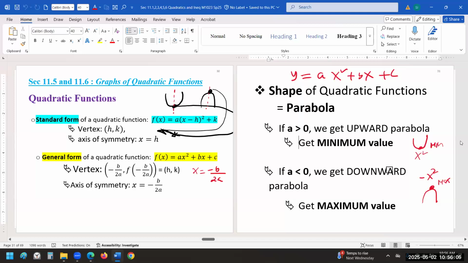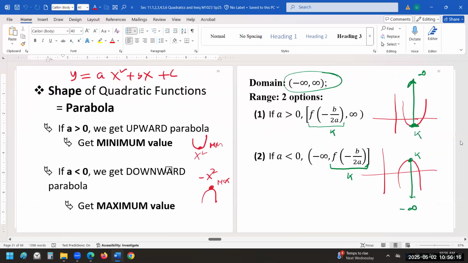Then we talked about shape. If our x squared term is positive, we have an upward parabola. If our x squared term is negative, we have a downward parabola, upside down. In an upward parabola, we get a minimum, and in an upside down parabola, we get a maximum. Domain, since a parabola is a polynomial, the domain is everything. It means we can replace x with any number. There is no restriction on the x.